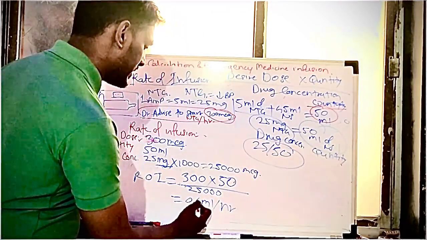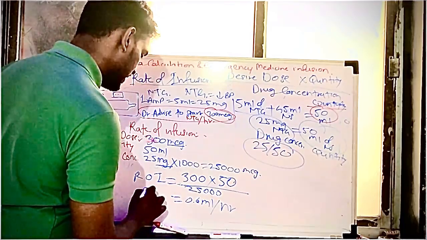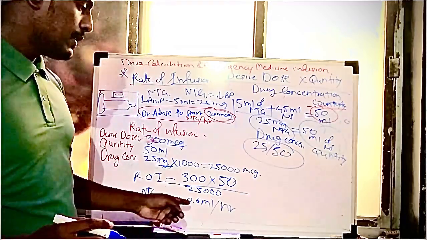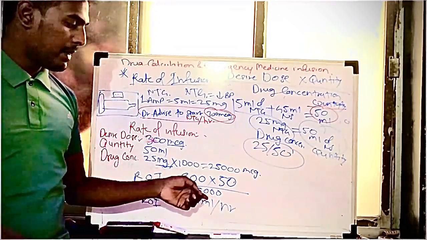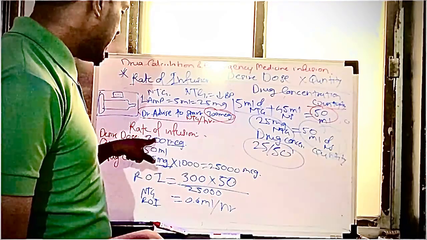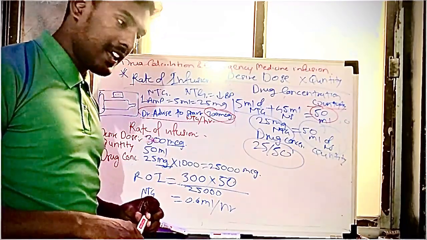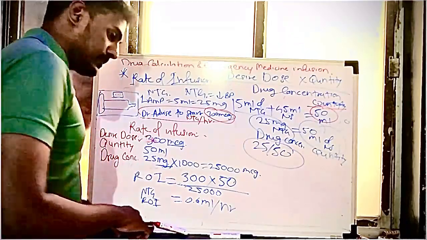So if you are going to start the NTG infusion at 0.6 ml per hour, it means you are going to infuse 300 mcg of the drug per hour. Okay.